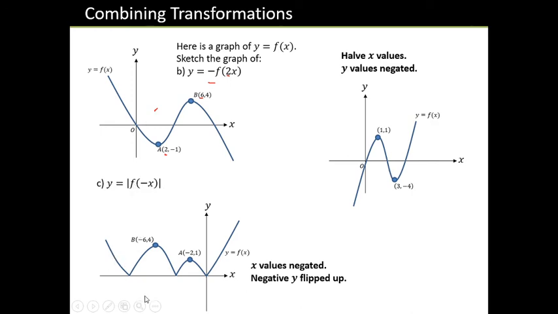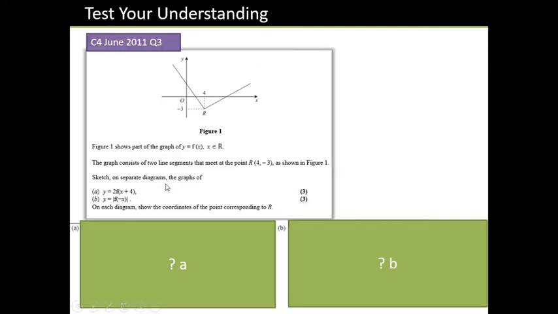You would end up with something like this. So this section here and this section here have been reflected so that all values are positive. Take your time to have a go at this question, and then we'll be moving on to the final bit of today's lesson, which is a little bit more independent work.